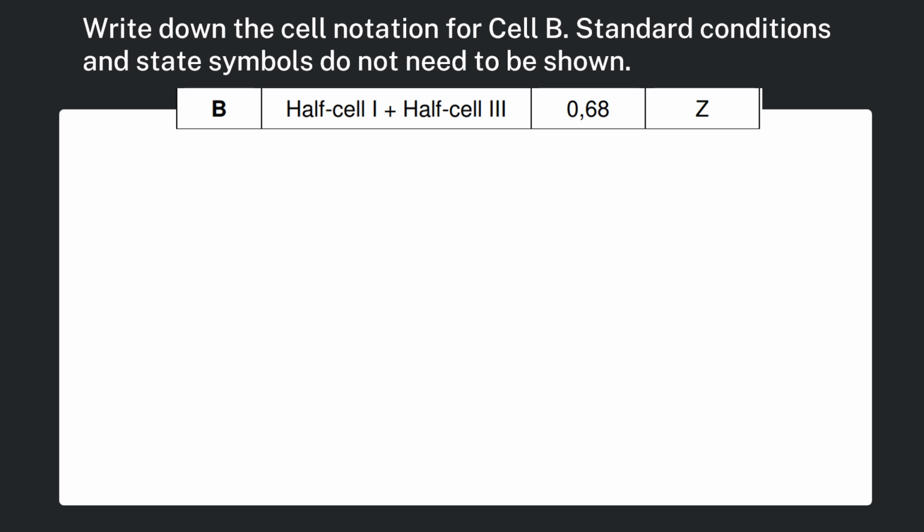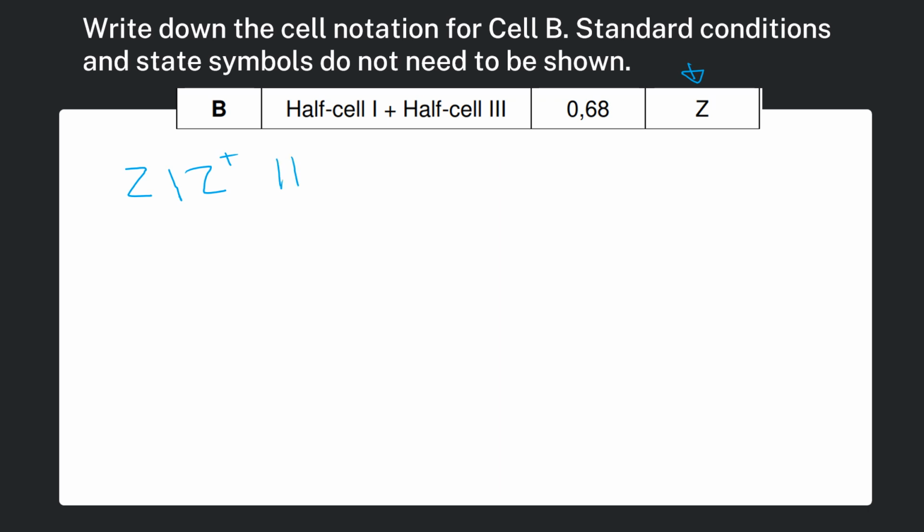Write down the cell notation for cell B. Standard conditions and state symbols do not need to be shown. Okay, great. For cell B, we've got Z, because they said it's half cell 1 plus half cell 3, and our anode is X. When writing our cell notation, we start with our oxidation on the left, and on the right we're going to see our reduction. So on the left, we've got Z solid, which is being oxidized to become Z+.